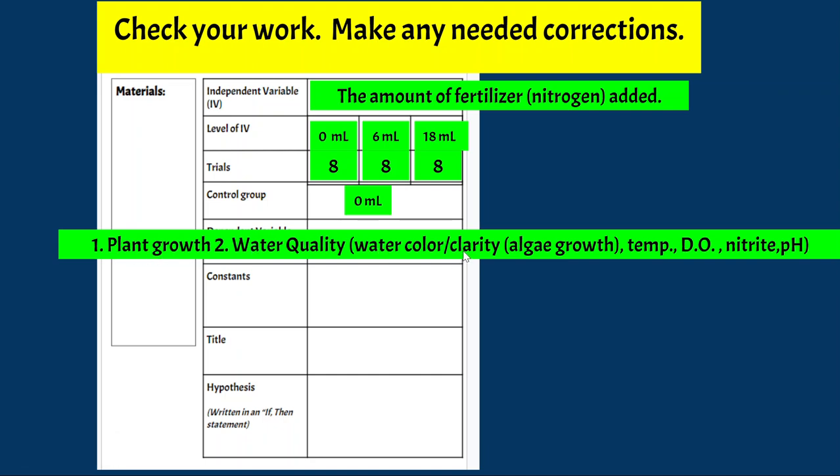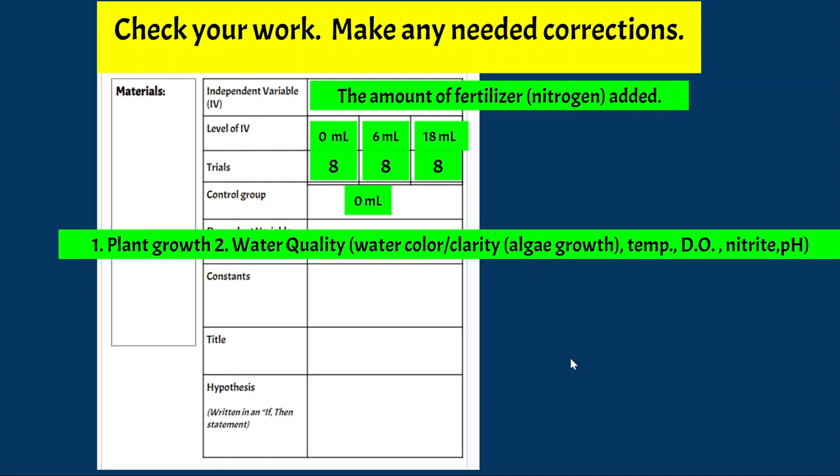If you want to specify water quality, we're going to check water color or clarity. We're going to check temperature, dissolved oxygen, nitrites, and pH. The water color or clarity is going to actually give us an indication of how much algae growth is happening.